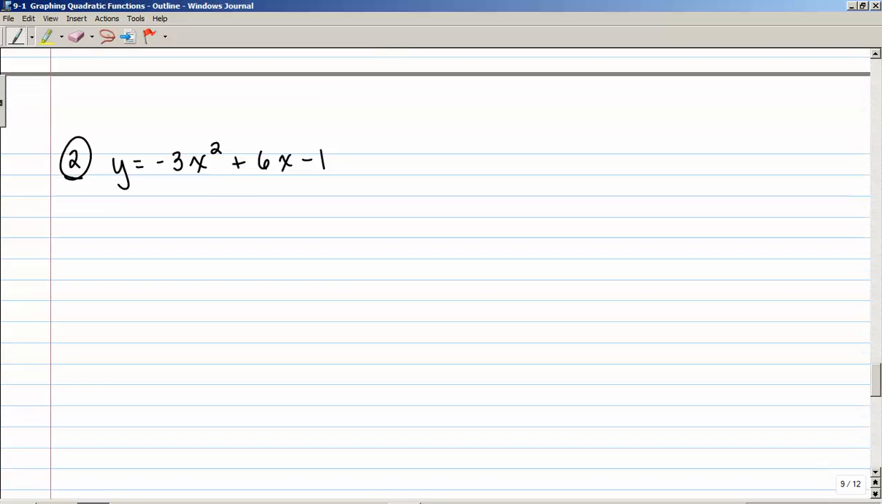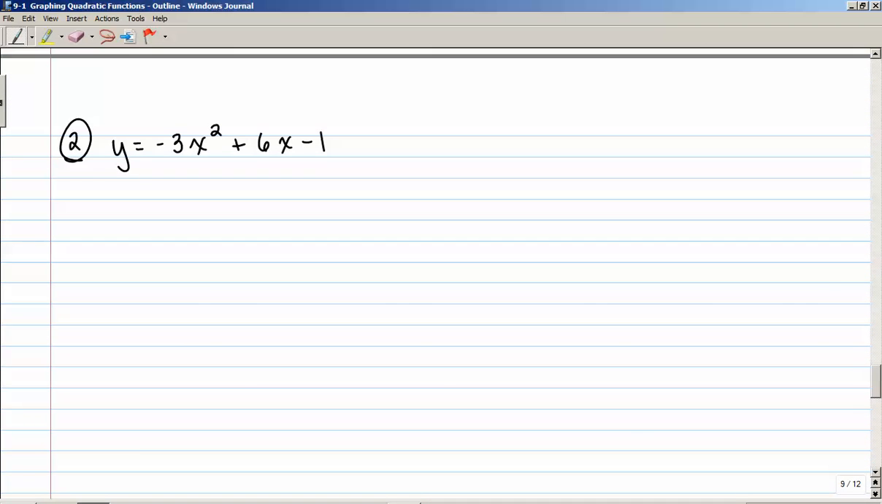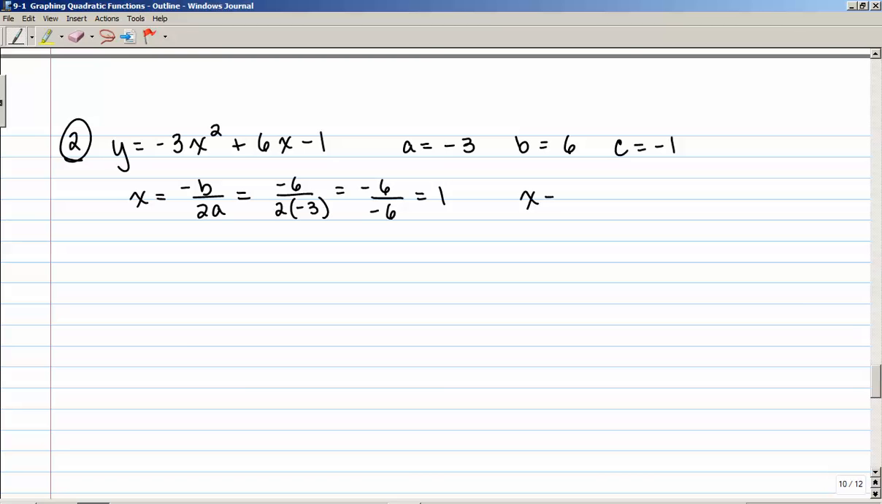Let's take a look at a second example here, and let's do the same thing. So I have y equals -3x squared plus 6x minus 1. Let's start by identifying a, b, and c. A is -3, b is 6, c is -1. Let's find our axis of symmetry. X equals -b over 2a, or x equals -6 over 2 times -3, which is -6 over -6, or 1. So my axis of symmetry is x equals 1. Remember, that's the equation of a line. That's a vertical line, so let's write it as an equation.